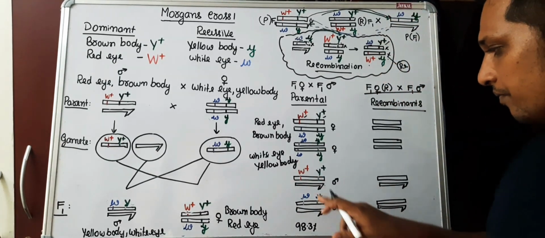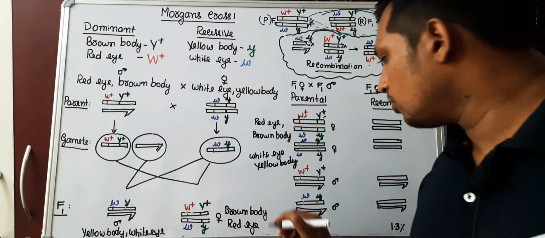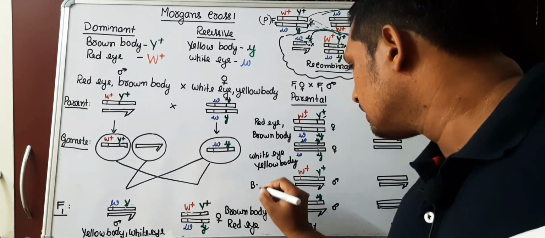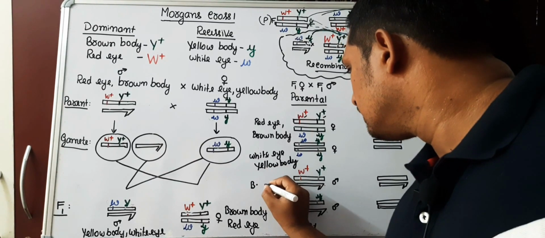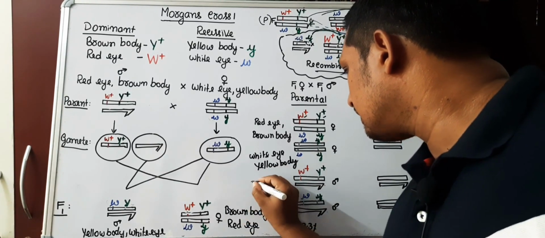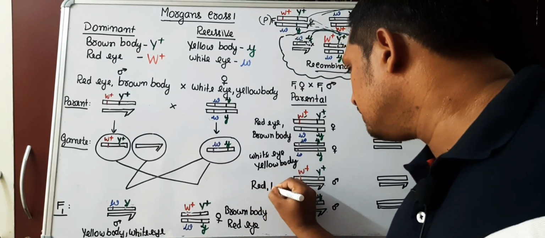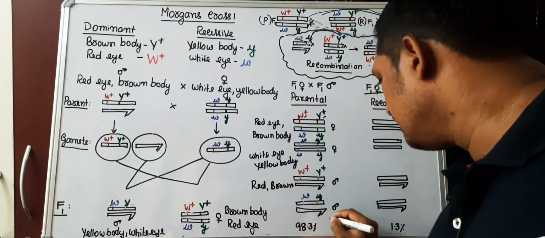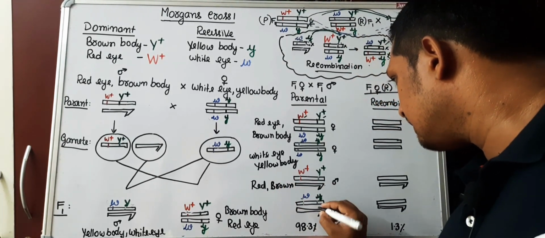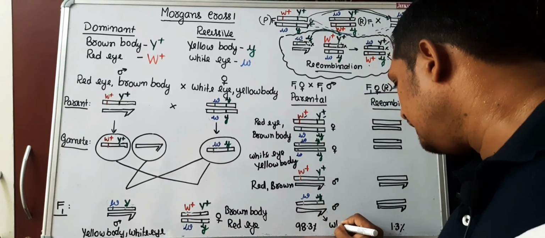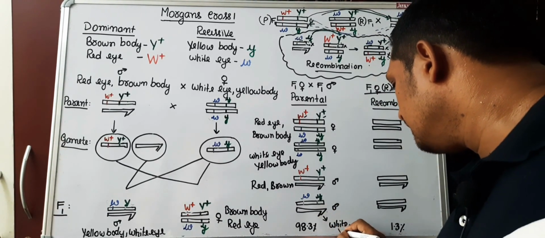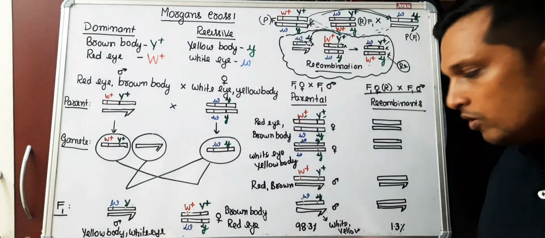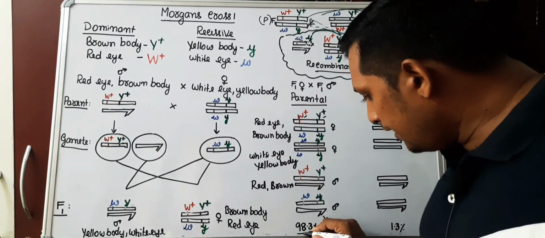Third, male, W plus, Y plus, both dominant, parental, brown body. First I'll write red eye with brown body, wild male. Another recessive male, let me write here, recessive male is white eye with yellow body. So in his cross he found out that about 98.3%.